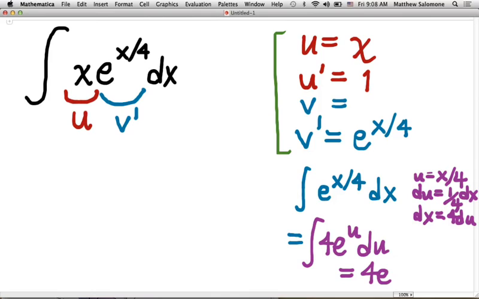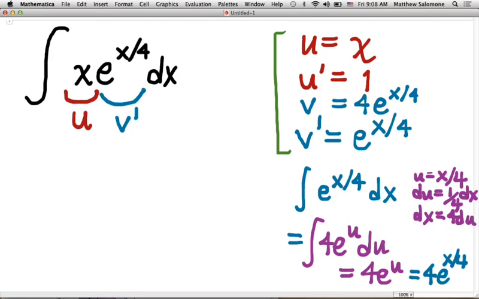E to the u. That's that function that cares not for your derivatives or antiderivatives. And then to substitute to get back from u's to x's, we find our antiderivative to be 4 times e to the x over 4, plus c in principle. But I'm going to hide the plus c for the remainder of our integration by parts argument. We'll add a plus c at the very end of our problem here. So the antiderivative of this v prime is 4 times e to the x over 4.